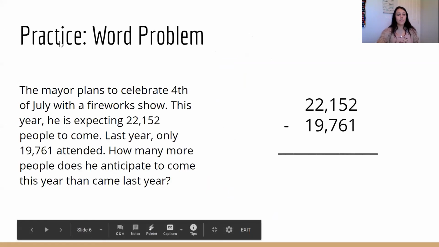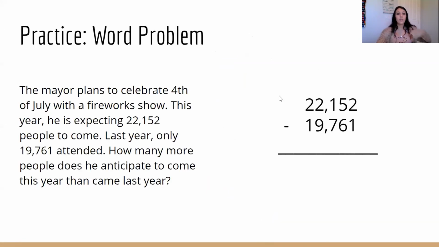For this word problem, I'd like you guys to solve this with me, and then you're going to do one on your own. So we have, the mayor plans to celebrate 4th of July with a fireworks show. This year, he is expecting 22,152 people to come. Last year, only 19,761 attended. How many more people does he anticipate to come this year than came last year?